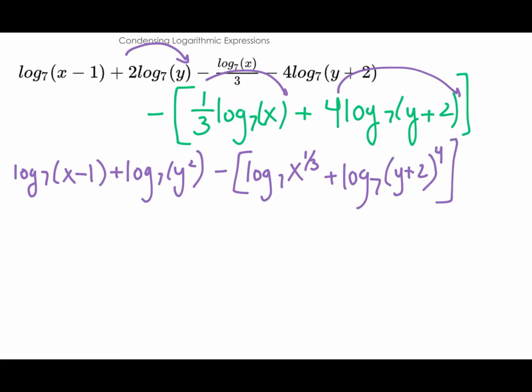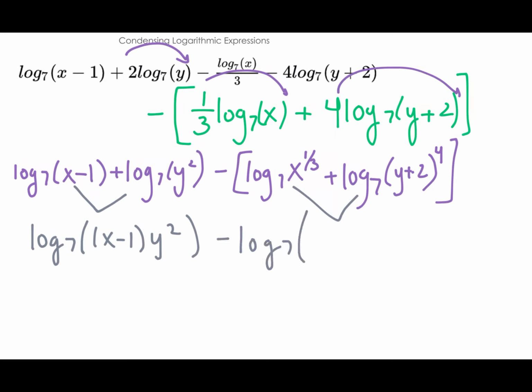Then, after the power rule comes the product rule. So when I have logs being added, I can condense their arguments into a single log with the arguments being multiplied. So I'm going to take these two and turn them into a single log with the arguments multiplied. So we'll have log base 7 of x minus 1 times y squared minus log base 7 of x to the 1/3, which we can write as the cube root of x, times y plus 2 to the 4th.